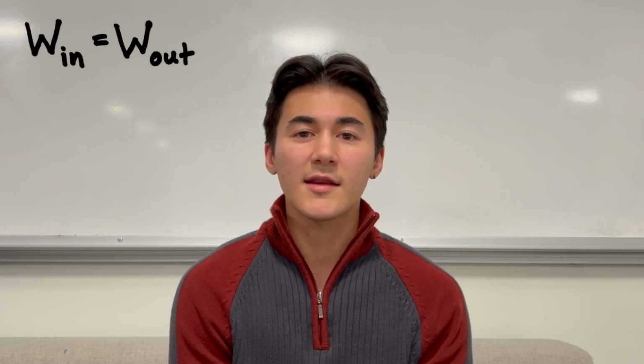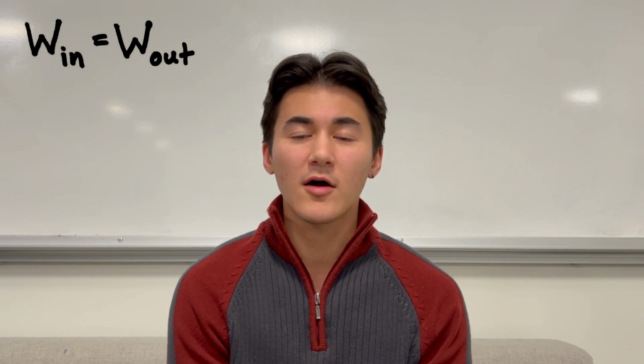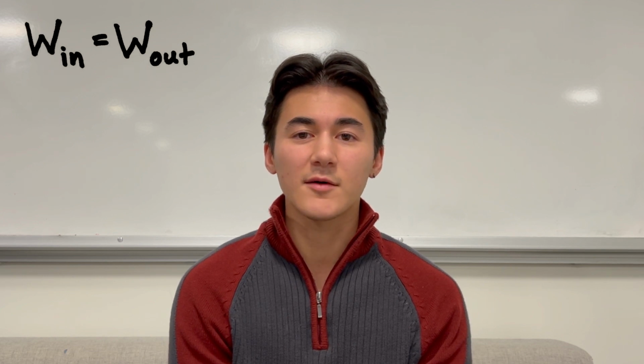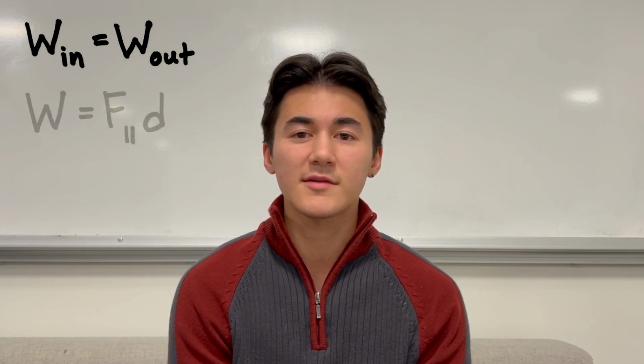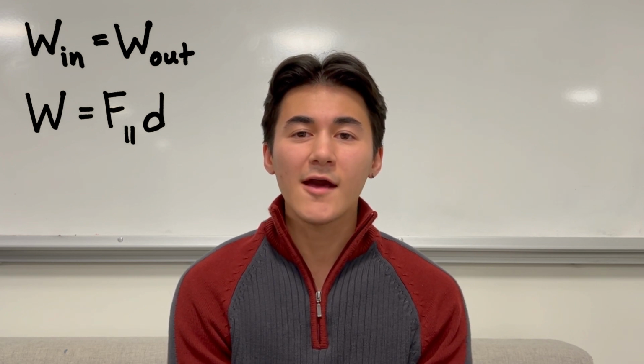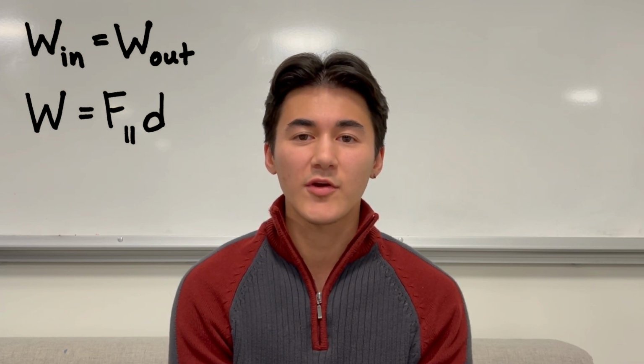Work is defined as the product of the force along an object's direction of motion and the distance moved by the object. This can be written in the form of an equation as W = F∥ × D, where W is the work done on an object, F∥ is the force along the object's direction of motion, and D is the distance moved by the object.